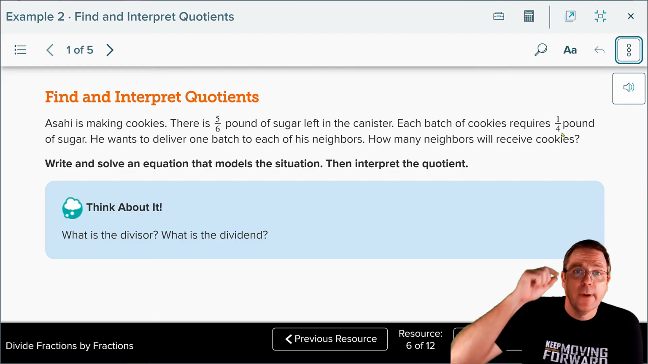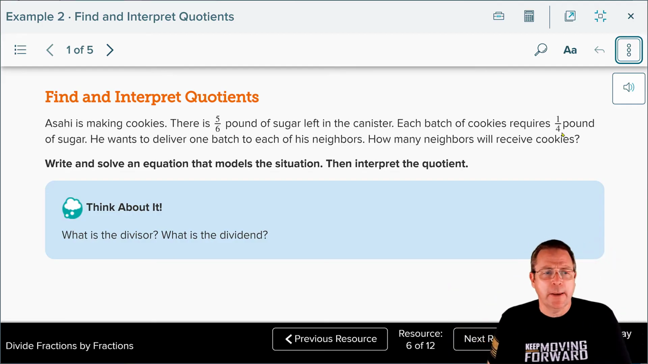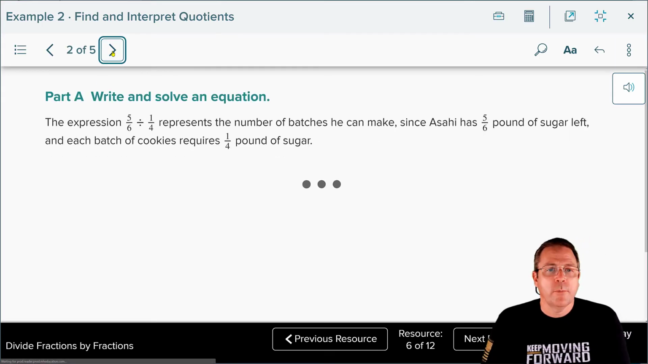Because I figured it out in my head before I did any multiplication. But let's see if I'm right. I think I'm right. Do you think I'm right? The divisor is going to be the 1/4. That's what we're dividing it into. The dividend is what we're starting with. That's going to be your 5/6. So let's work our problem.